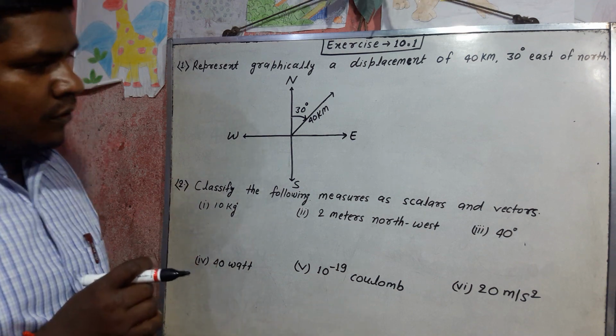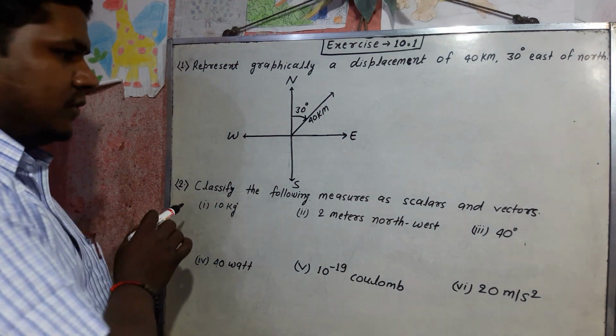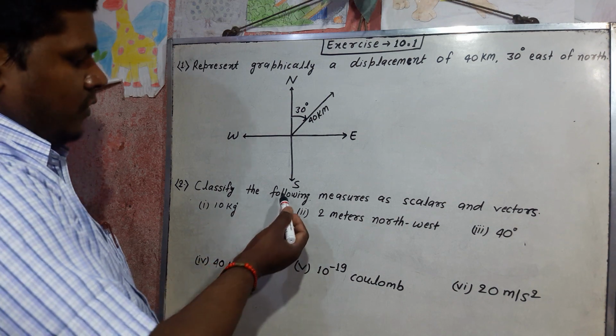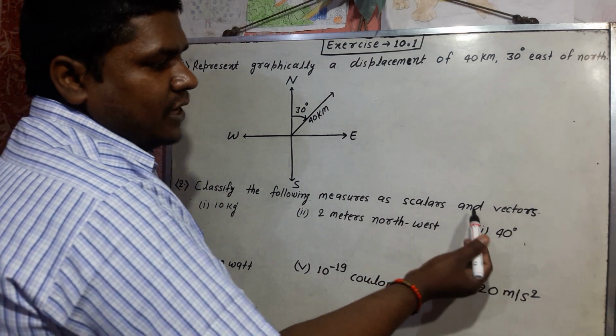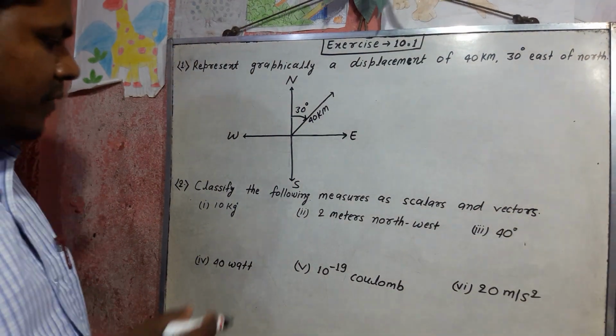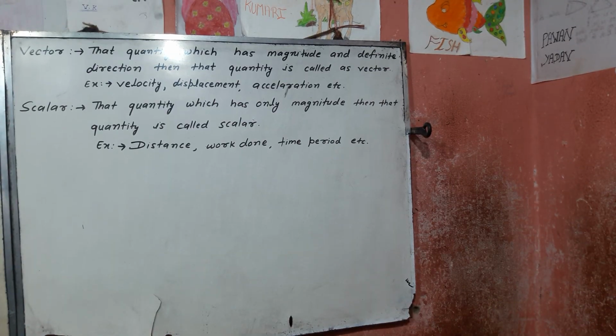Now we solve the second number question: Classify the following measures as scalars and vectors. Before making, we shall read about vectors and scalars.